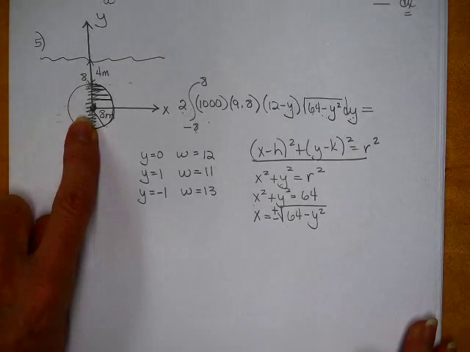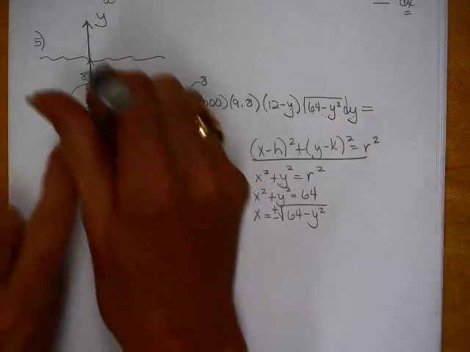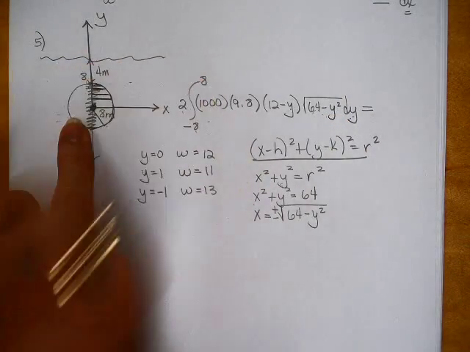This is if your origin is not at the center of the circle. You have to use this. So I always put my origin at the center of the circle.